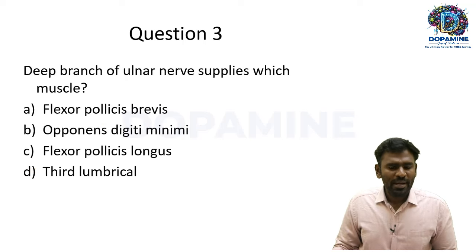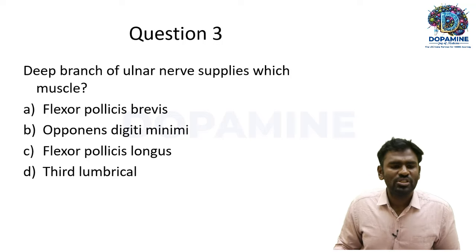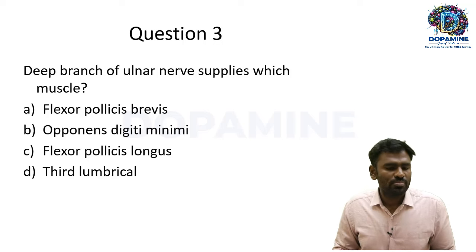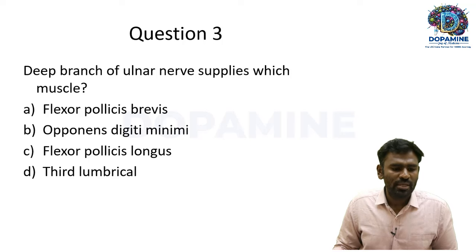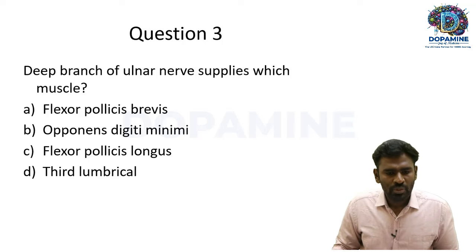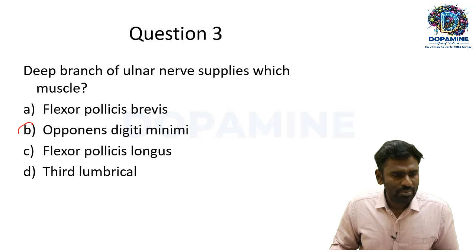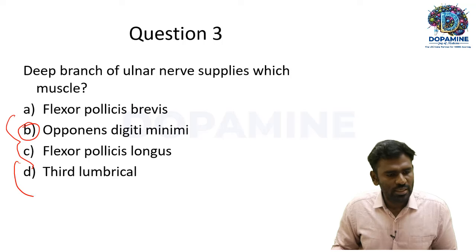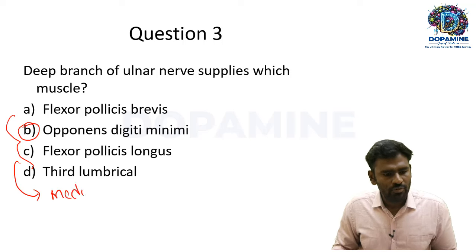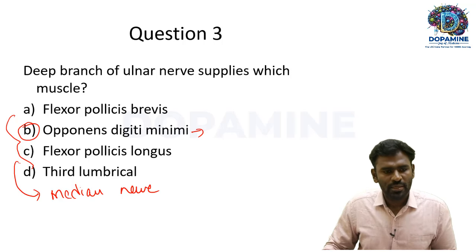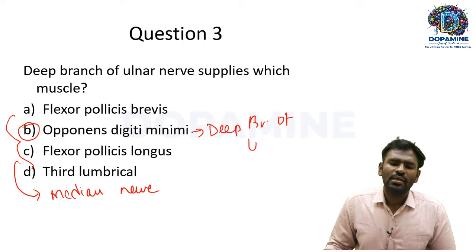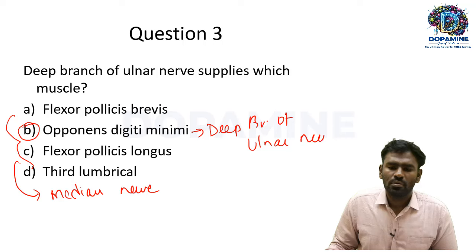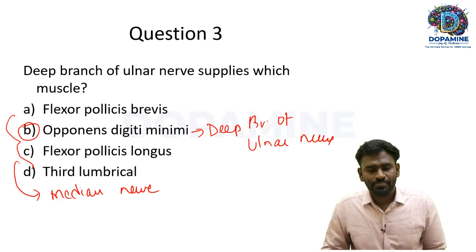Okay. The deep branch of ulnar nerve supplies which muscle? Flexor pollicis longus, brevis, opponens digiti minimi, third lumbrical. Okay. Except this muscle, all are supplied by this and this. These three are supplied by median nerve. And this is supplied by deep branch of ulnar nerve. Is that okay? Yeah.